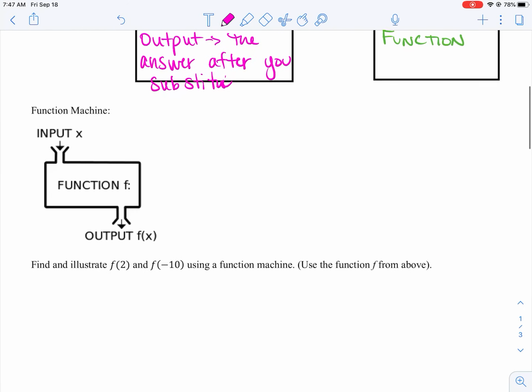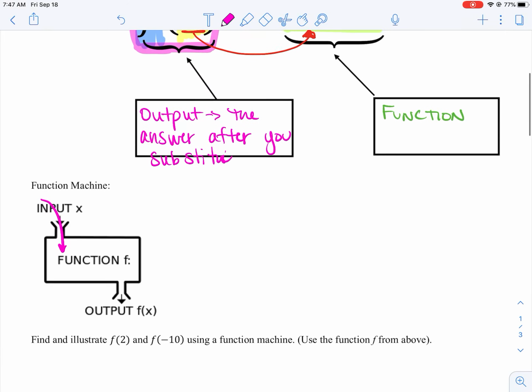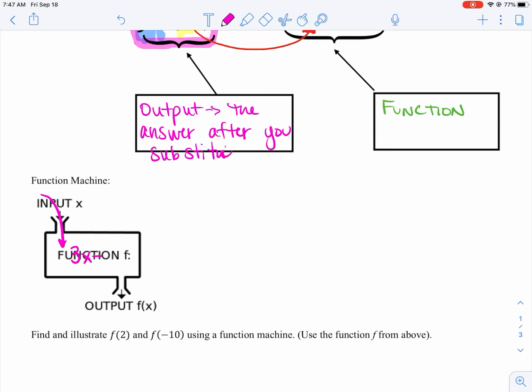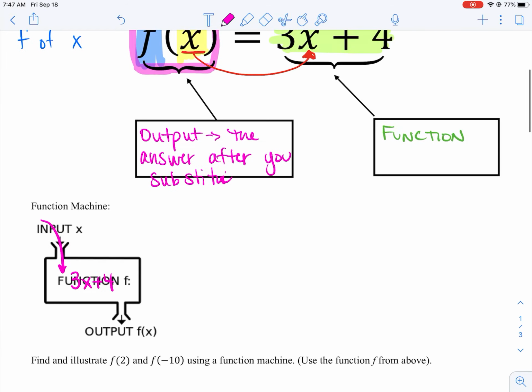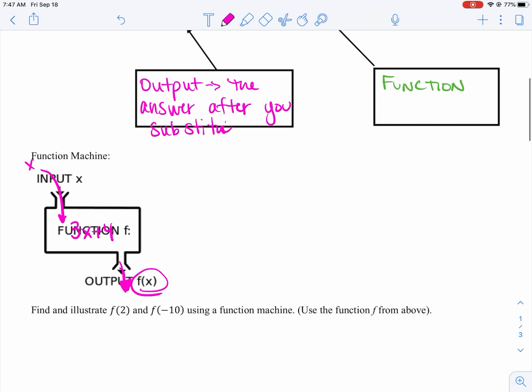Okay, so now think about it like a function machine, right? So your input is your x value. Your function is the equation. So if I wrote this in, this would be like 3x plus 4, right? And my inputs would be x's, and my outputs would be the f of x, or the answers. That's what's coming out of the machine, okay? So the x is what we put in, the function's what's happening in the middle, and the output's what we get.